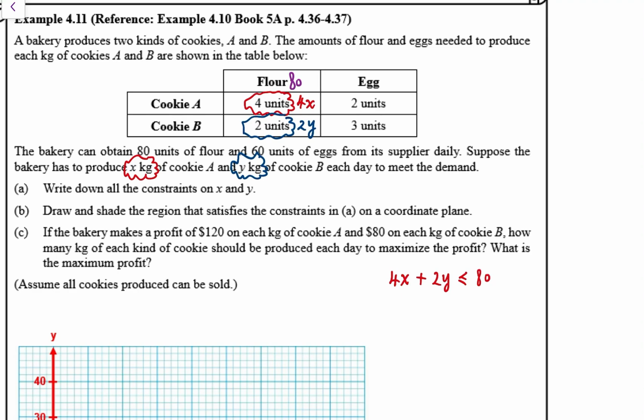Similarly, let's look at the units of x. For cookie A, I have x kilo, so that would give me 2x units of x. And for cookie B would be 3y. And at most, I have 60 units. So by looking at the units of x, I have 2x plus 3y less than or equal to 60.